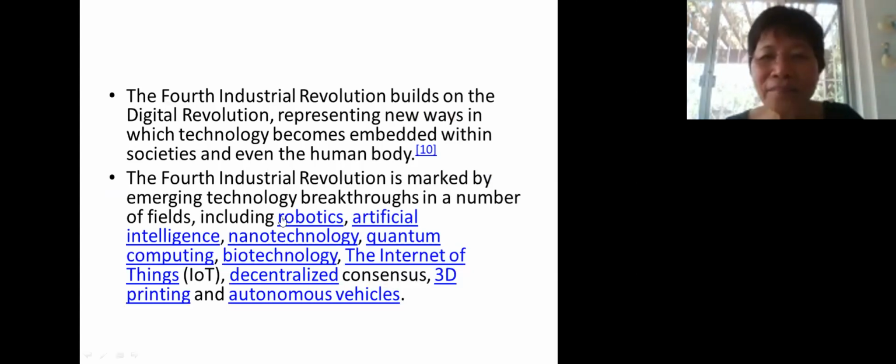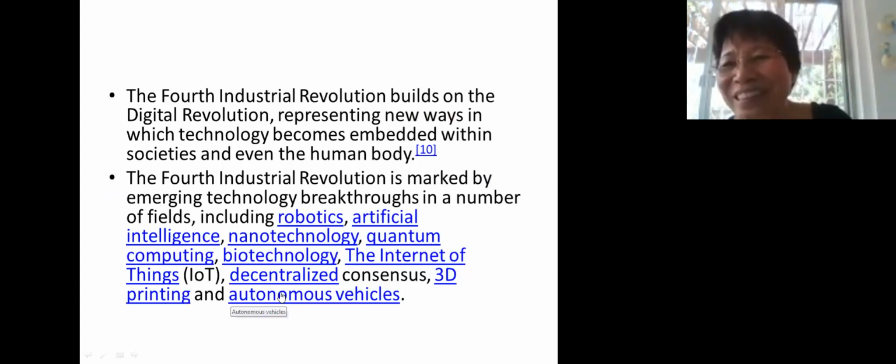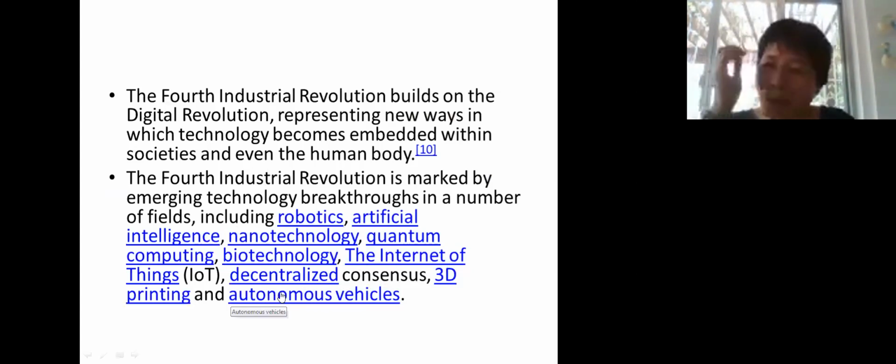What do we have? Robotics, artificial intelligence, nanotechnology, quantum computing, biotechnology, Internet of Things, decentralized consensus, 3D printing, and autonomous vehicles. They can drive on their own, the vehicles. Where is our technology on food insecurity? Is it digital or fourth industrial?